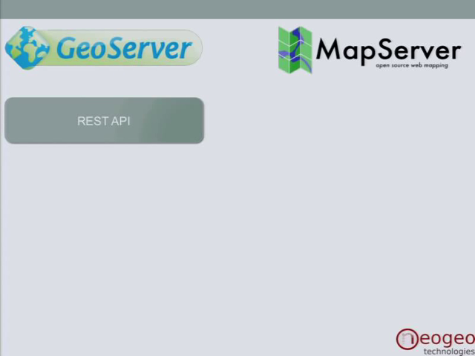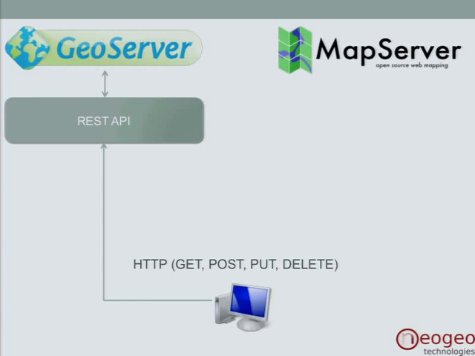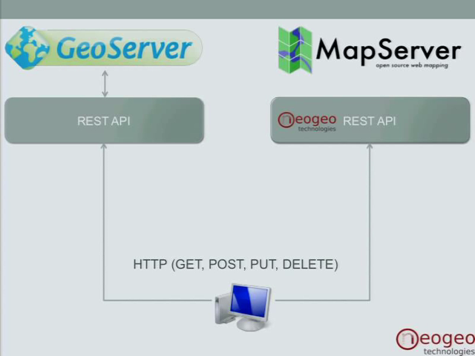make them able to talk to each other directly. We discovered that GeoServer had a REST API, which was allowing people to communicate with it through standard HTTP requests and methods like get, post, put, or delete. So we decided to implement the same kind of functionalities on top of MapServer to make it able to understand the same language. That's what we did with the MapServer REST API, MRA, which is not so good an acronym.